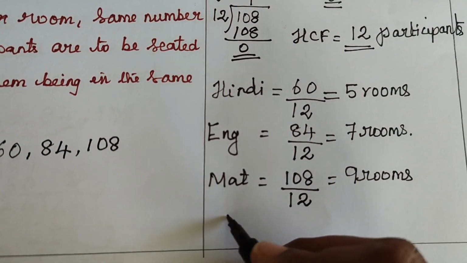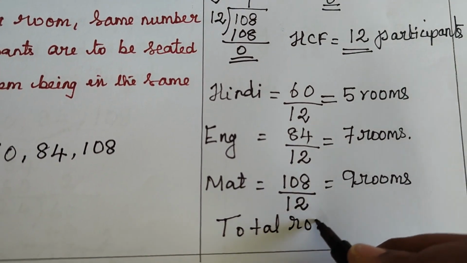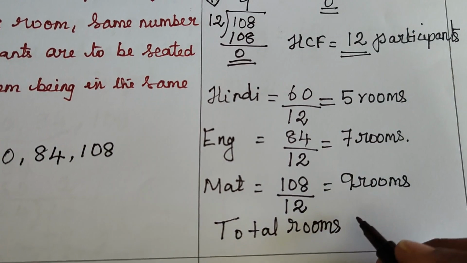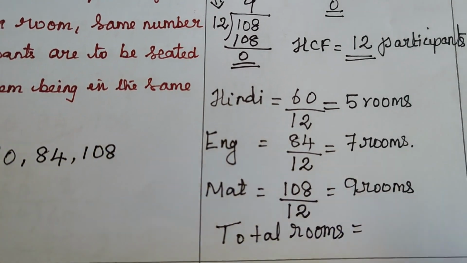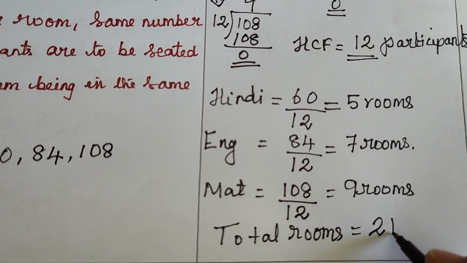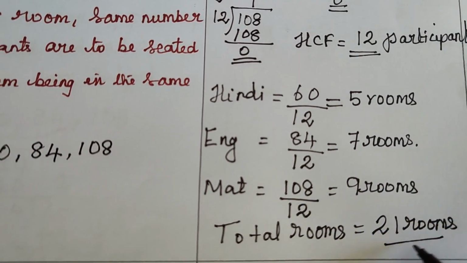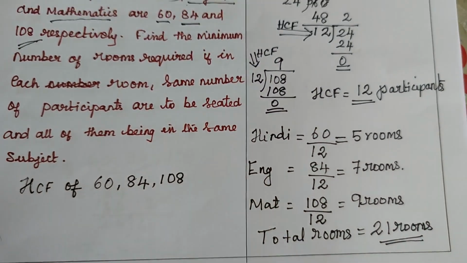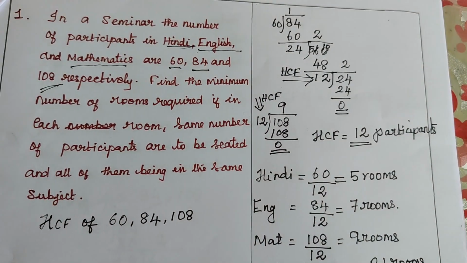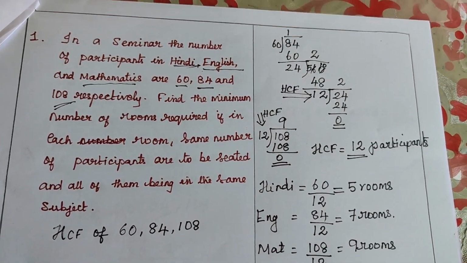So the total number of rooms needed is equal to 5 plus 7, 12, 12 plus 9, 21 rooms. So I hope the sum is very clear to you. Now we shall move on to the next sum.